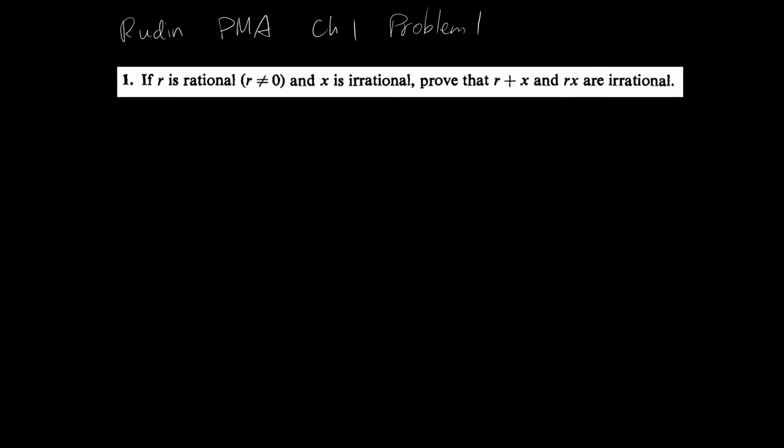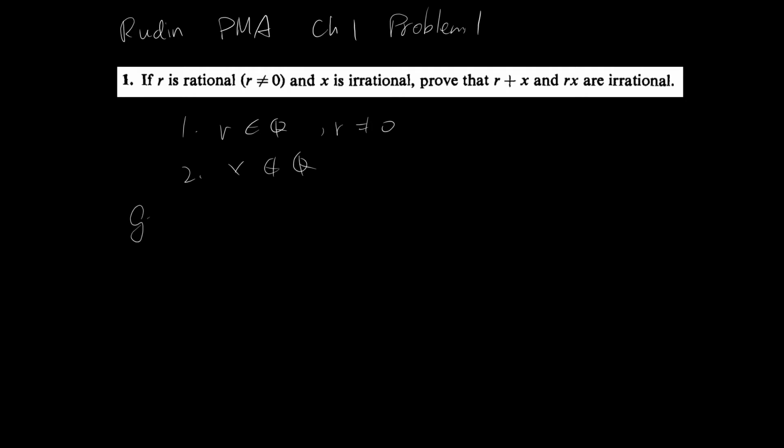Hello there. Today we'll be tackling the first problem in the legendary book Principles of Mathematical Analysis by Walter Rudin. So here we have our little problem. We may analyze this problem first. We see that we have some conditions. 1. R is rational and R is non-zero. And 2. X is irrational.